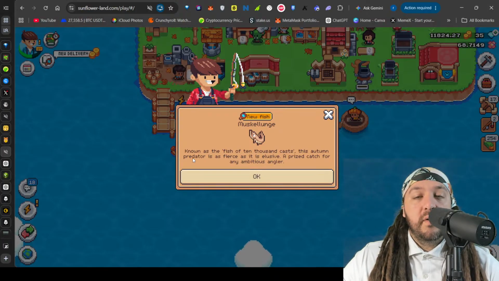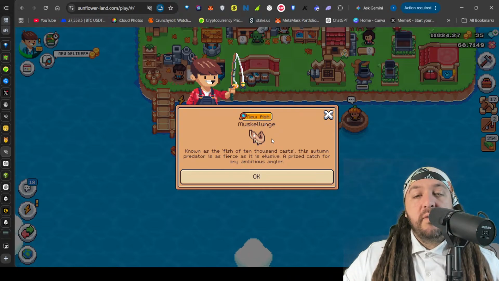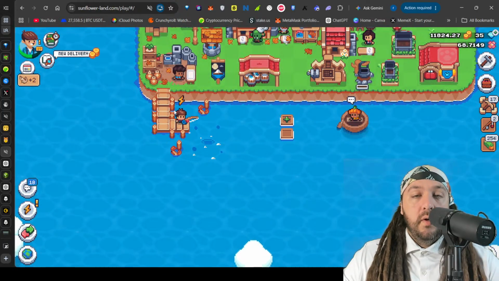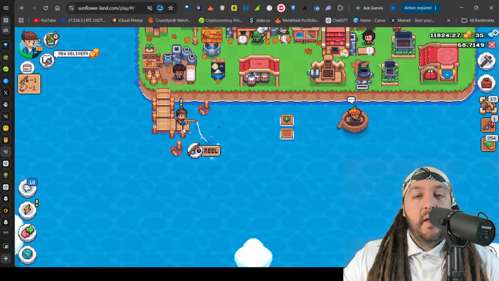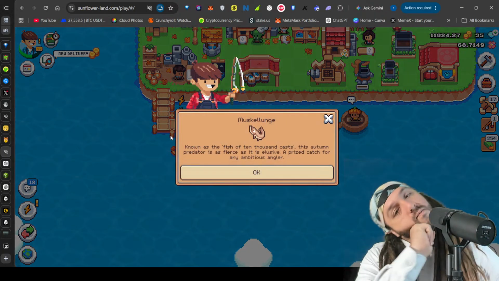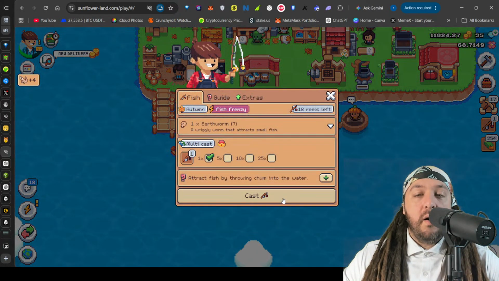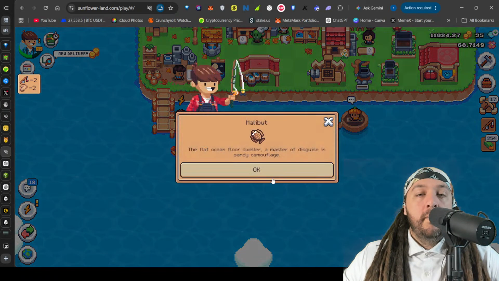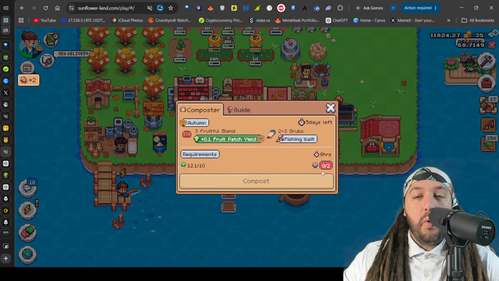Oh, what is this? Known as the fish of 10,000 casts. This autumn predator is as fierce as it is elusive. A prize catch for an ambitious angler. All right, well, we hit the rare one. We got the big fish. Get at it. I caught 2 of them back to back. I thought they were rare. You don't catch a rare fish back to back. On the easiest bait, right? On the least important bait.